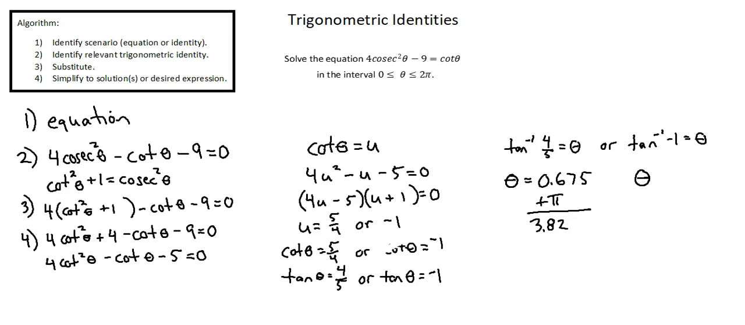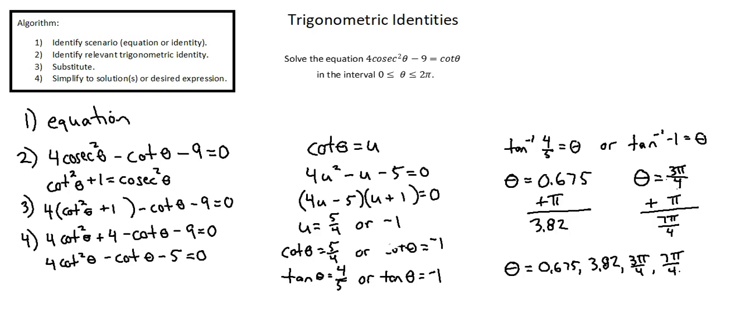that the appropriate angle here is first 3 pi over 4, and then again adding pi for our second angle within the 0 to 2 pi interval, we'll have 7 pi over 4. We've solved for theta with 4 solutions: 0.675, 3.82, 3 pi over 4, and 7 pi over 4. And this concludes Trigonometric Identities Example 1.